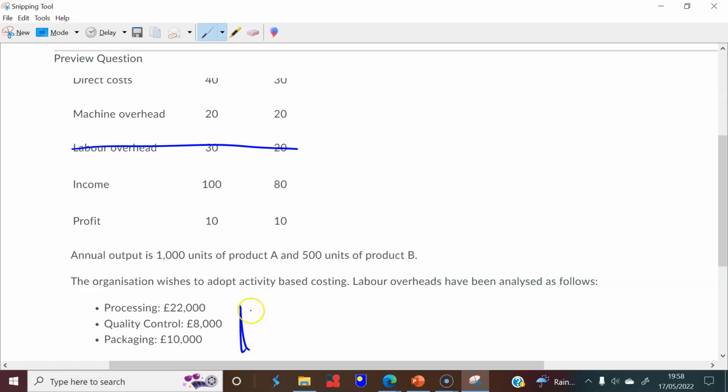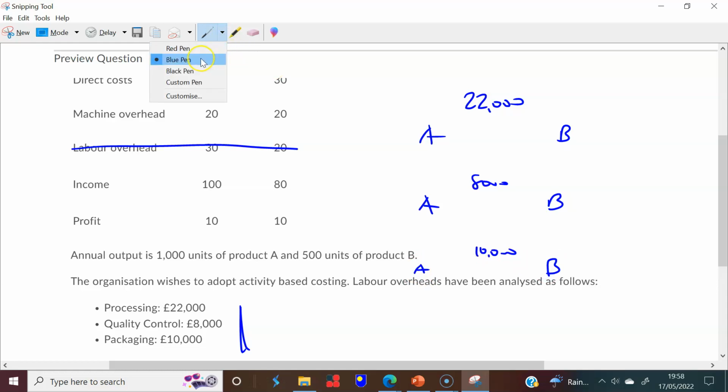It's telling us that with this labor overhead, this is how it works. You have processing, 22,000. You have A and B. Then you have quality control, 8,000. You have A and B. And then you have packaging, you have 10,000. And then you have A and B. I'm just going to change my pen color. And how do we split that?